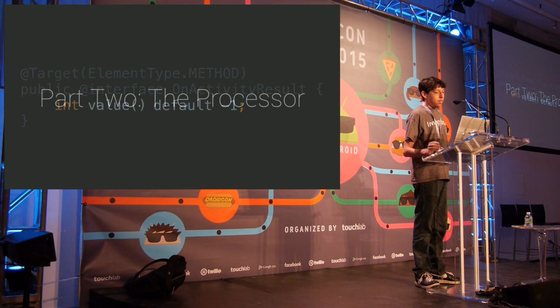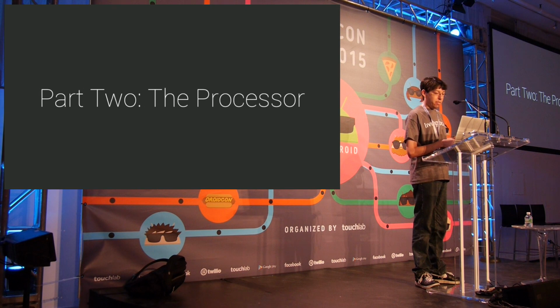So that one's pretty straightforward. Now we're going to talk about the processor. The annotation processor module is just a Java module. It just runs in javac. It's separate from your application process.